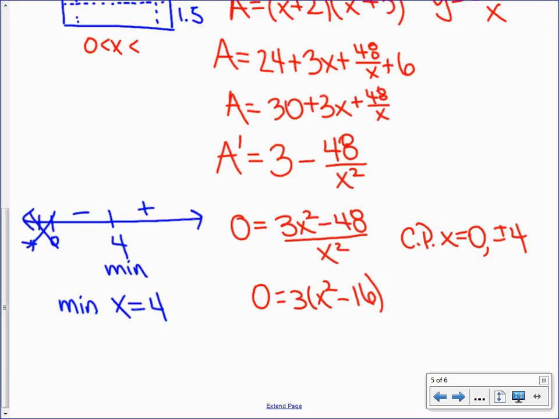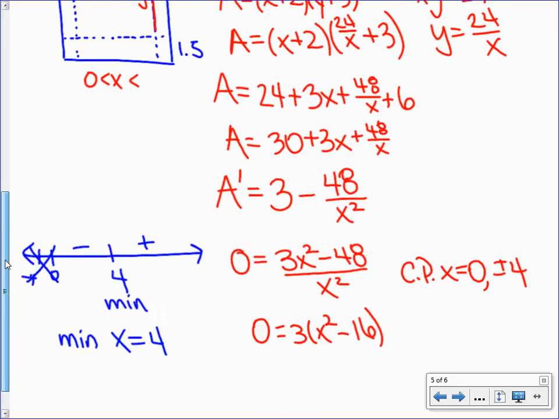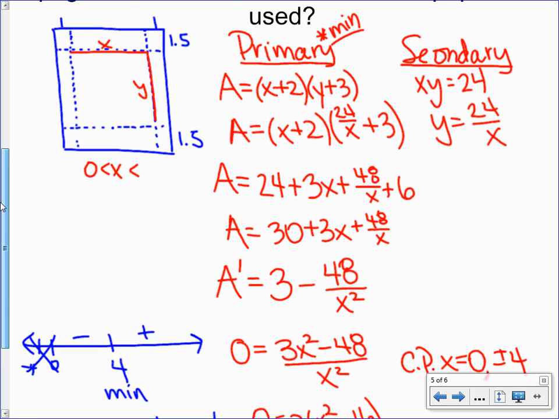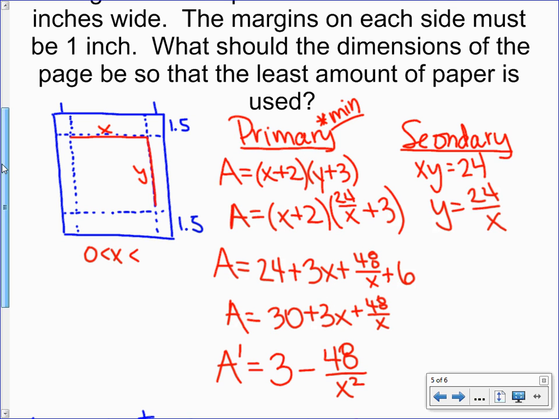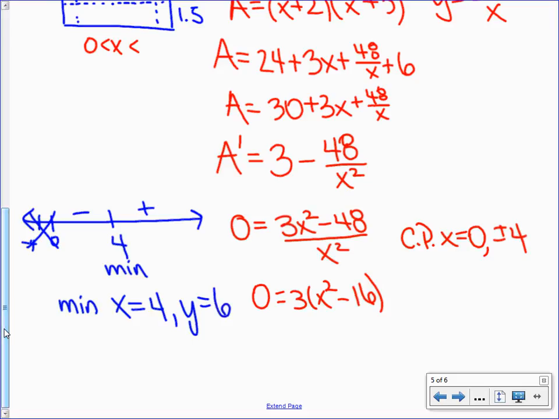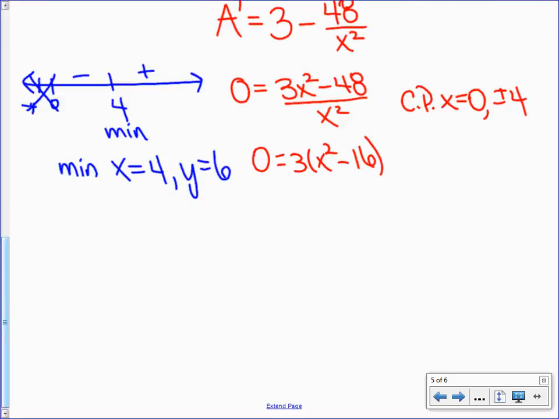Now we had two variables. If x is 4, let's come back up to our secondary equation. What does that mean about y? Y is 6. Okay. Now, that hasn't answered our question though. Our question, what should the dimensions of the page be? The primary equation. Okay, so the dimensions of our page, 6 inches by 9 inches.